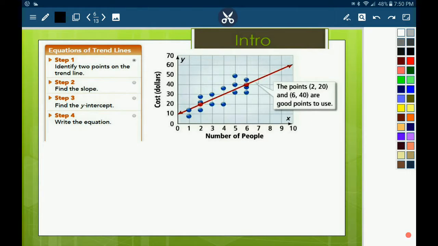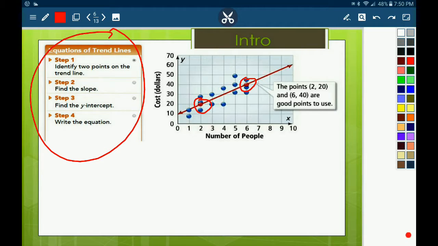Alright, so now we need to be able to create the equation to this trend line that all of the data points are following. So all you need to do is follow these 4 steps every single time you want to make a trend line. Notice step 1, it says identify 2 points on the trend line.